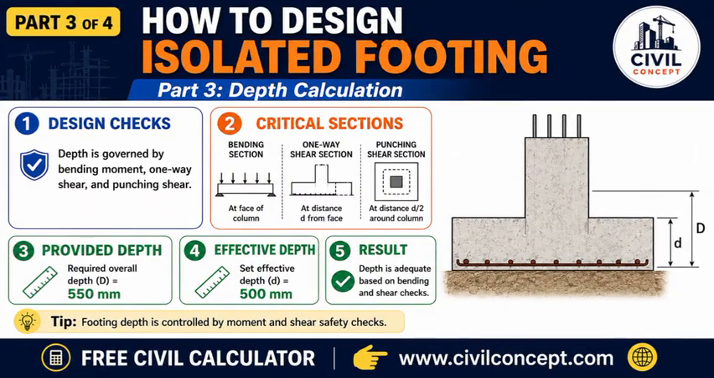Footing depth is mainly checked for bending moment, one-way shear and punching shear. Bending check is taken at the face of the column. One-way shear check is taken at a distance d from the face of the column. Punching shear check is taken around the column at a distance d by 2. After checking bending moment and shear conditions, provide overall depth of footing as 550 mm and set effective depth as 500 mm. This depth is adequate based on bending and shear safety checks.